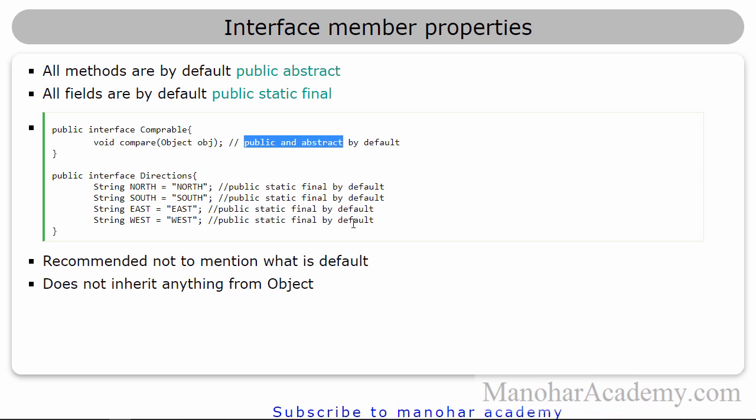How simple it is. But to add some extra capabilities to interfaces, from Java 8 onwards, interfaces have some other properties. That is, an interface can have default methods, and an interface can have static methods. That we will cover in the next lessons. But for now, remember, interface methods are by default public and abstract. The fields are by default public, static, final.